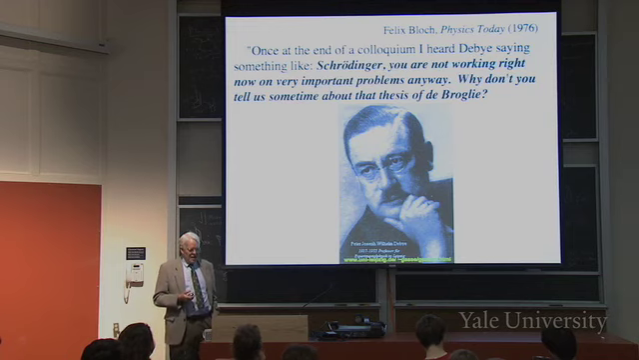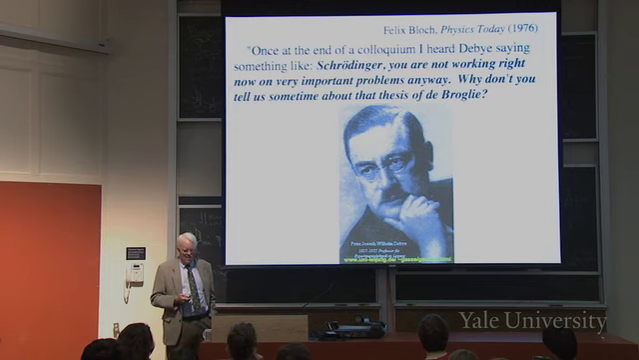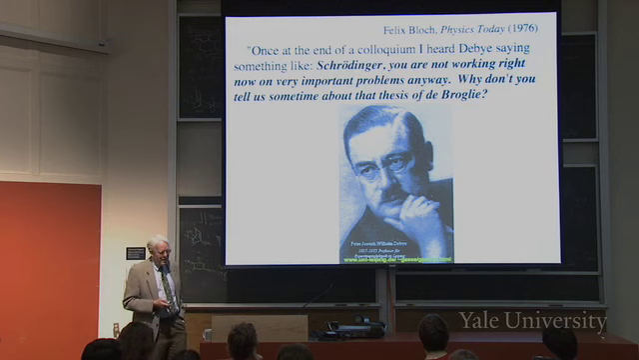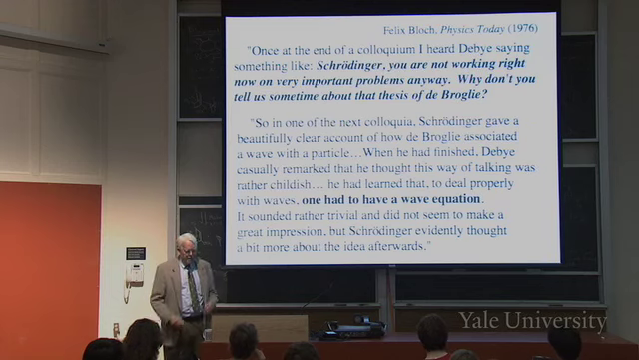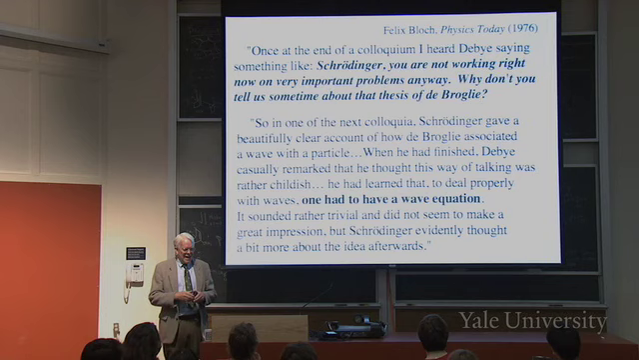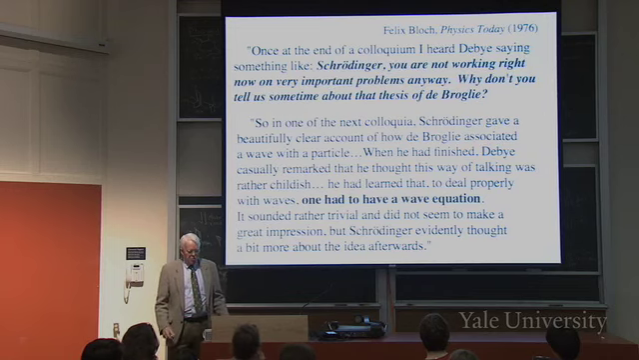So he said, at the end of a colloquium, I heard Debye, there's a picture of Debye, say something like, Schrödinger, you're not working right now on very important problems anyway. Why don't you tell us something about that thesis of de Broglie? So in one of the next colloquia, Schrödinger gave a beautifully clear account of how de Broglie associated a wave with a particle. When he had finished, Debye casually remarked that he thought this way of talking was rather childish. He had learned that to deal properly with waves, one had to have a wave equation.